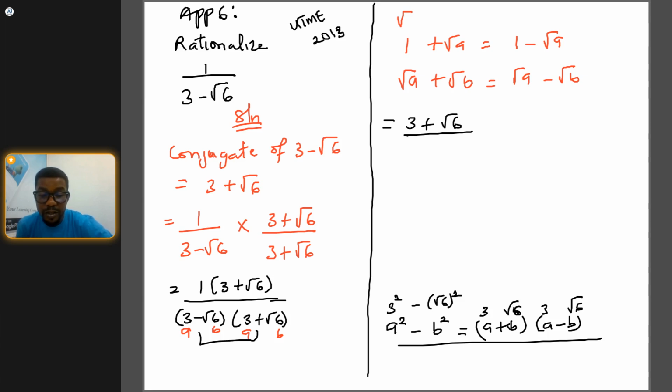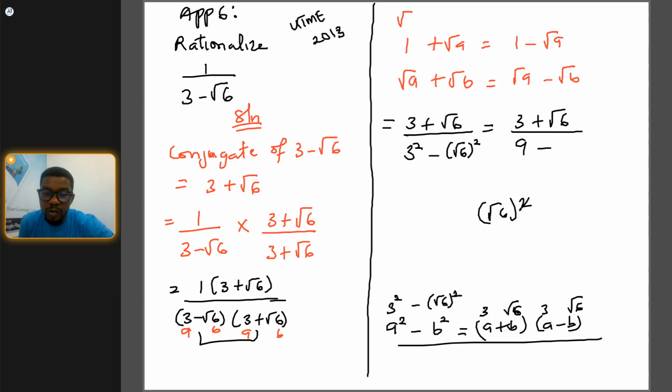So we can just relate it to what we call difference of two squares. That's going to give us 3 squared minus, open bracket, root 6, close bracket, squared. What we have here is equivalent to what we have at the denominator here. So we proceed. We have 3 plus root 6 over 3 squared, which is going to give us 9 minus root 6 squared.